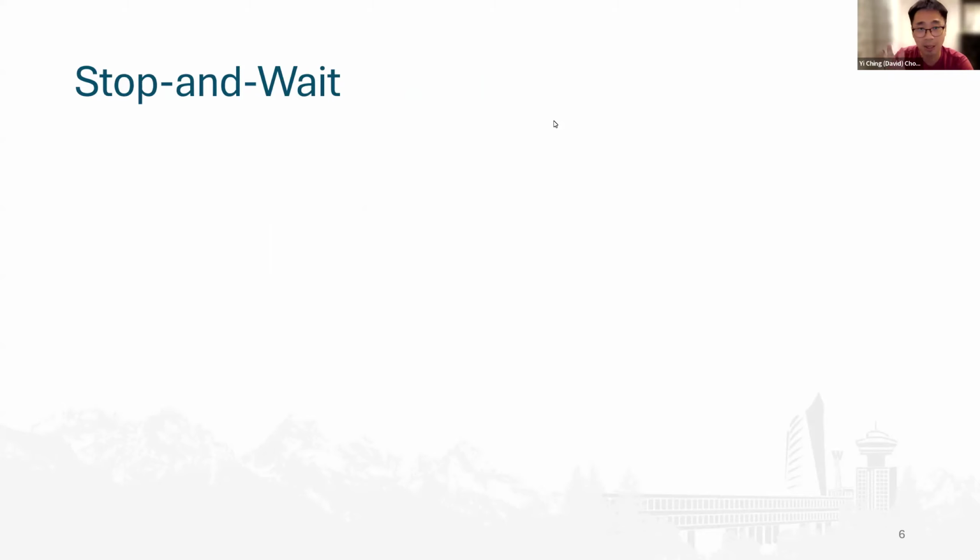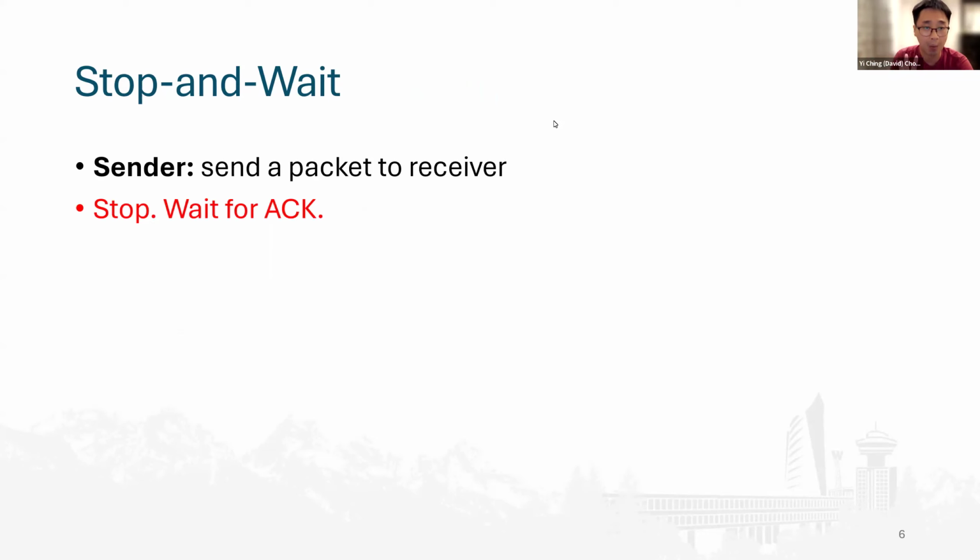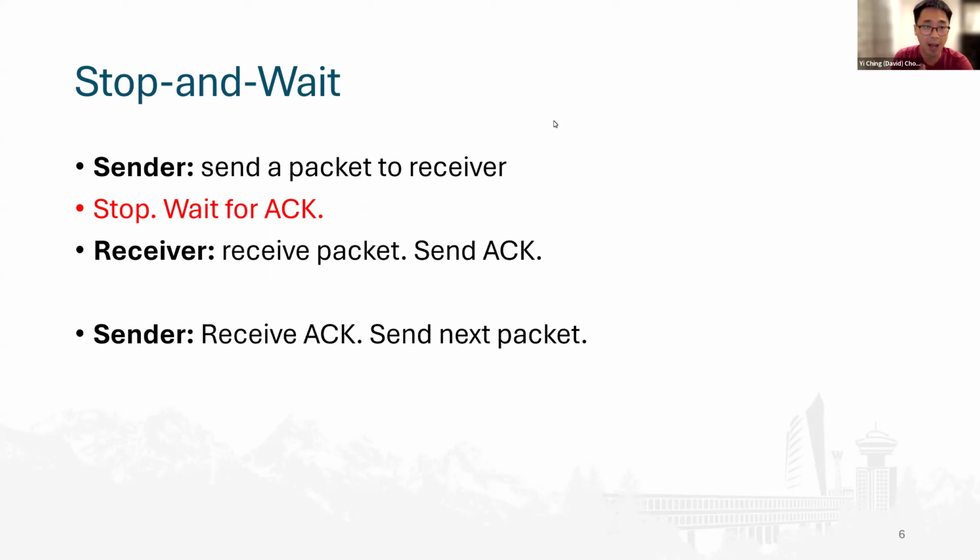So let's see the overview idea for the stop and wait. For the stop and wait, the idea is that the sender will send a packet to the receiver, then the sender will stop and wait for the ACK immediately. Now the receiver receives the packet, then the receiver will send the ACK back to the sender. Only after the sender receives the ACK, the sender will proceed to send the next packet. Then the sender will stop and wait again immediately, and then repeat the process. So that's the idea for the stop and wait.